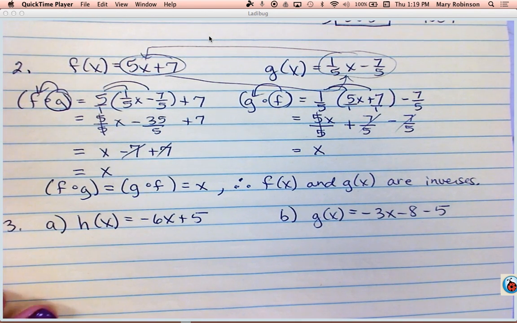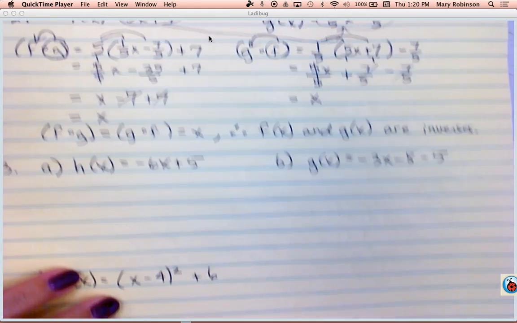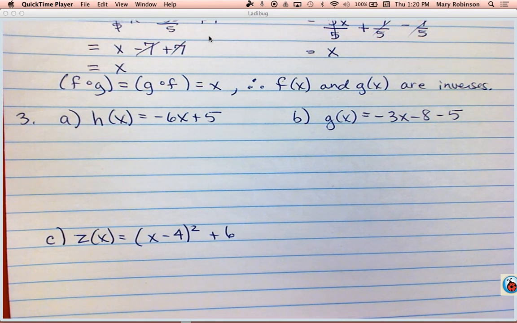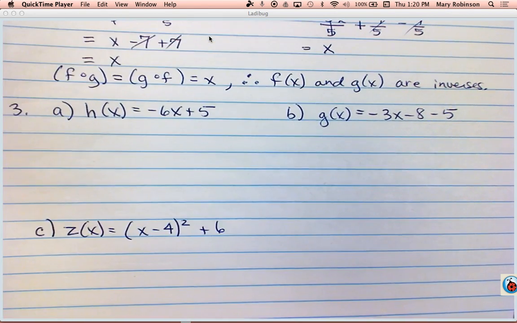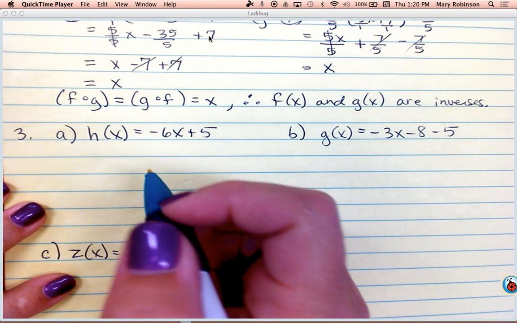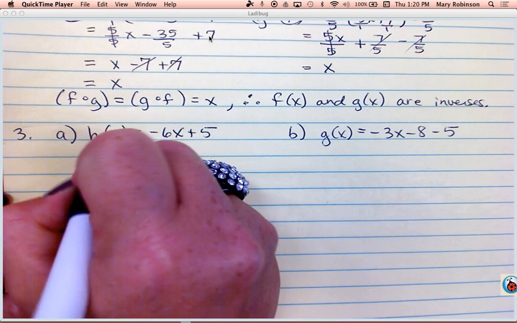Alright, for problem 3, you're asked to find the inverse of each function algebraically and verify graphically when you're finished. So we don't have to graph them for the test, not these specifically, but we are going to put them in our calculator to see if they're symmetric about y equals x. So for part A, remember we're going to follow the steps as outlined in your notes. The first step is to replace your function notation with y.